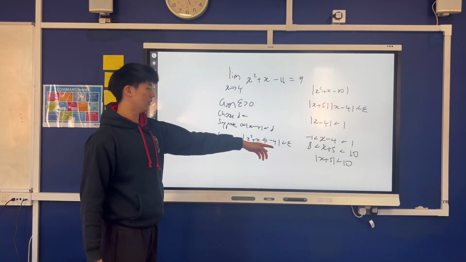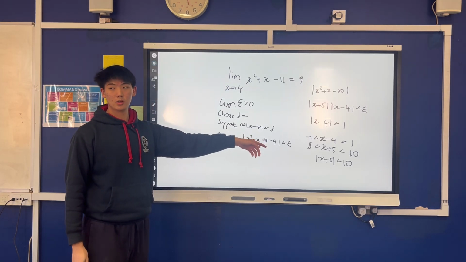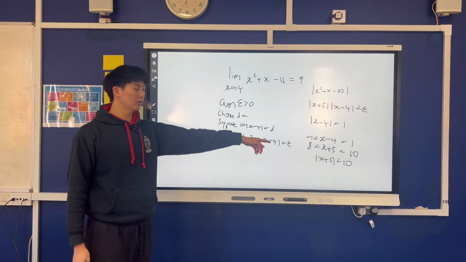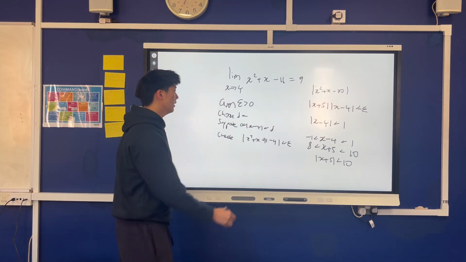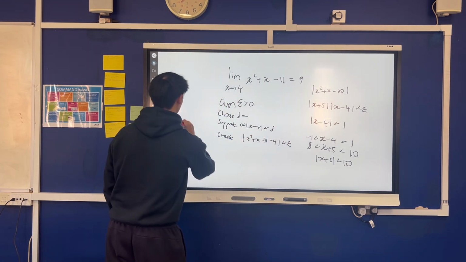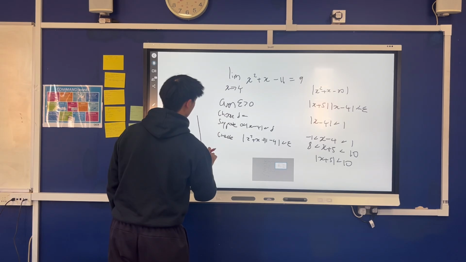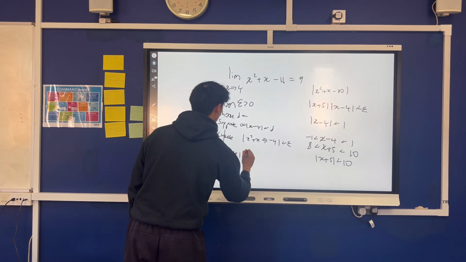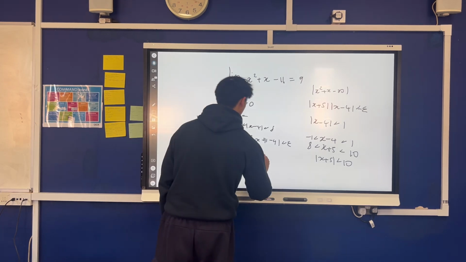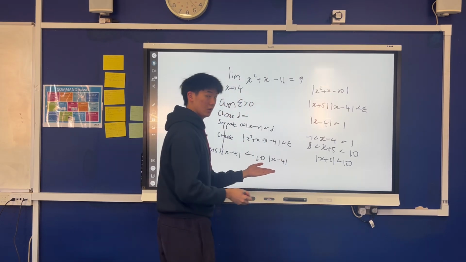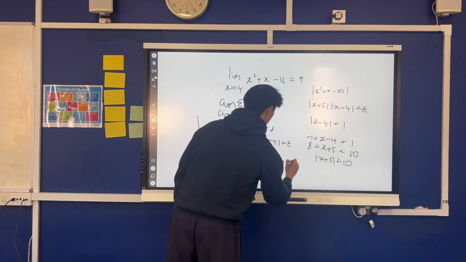So we want to choose the bigger value to find a bigger range. If we choose a smaller value, it might not be right. So if mod x plus 5 is less than 10, we can go back here and say that mod x plus 5 times mod x minus 4 is less than 10 times mod x minus 4, right? Which is less than epsilon.